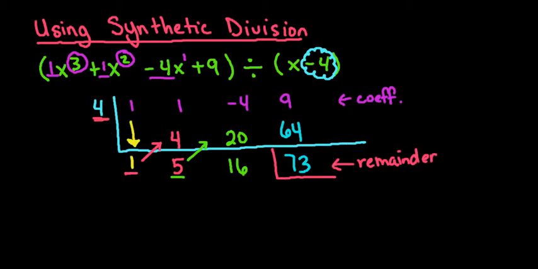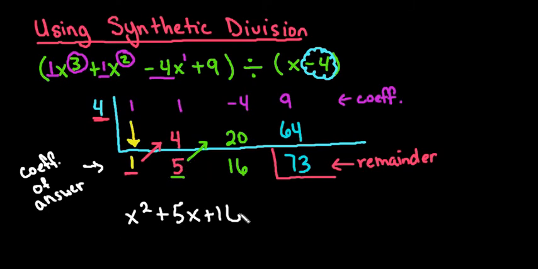So as far as writing the answer goes, remember that we started dividing an x cubed by a linear term, so that means we're going to go down by 1 degree. So these right here are going to be the coefficients of the answer. And we always go down by 1 degree to start with. So I started with x cubed, I divided out an x, so my answer would be x squared. And I really have the 1 there, I just don't write it, plus 5x plus 16.